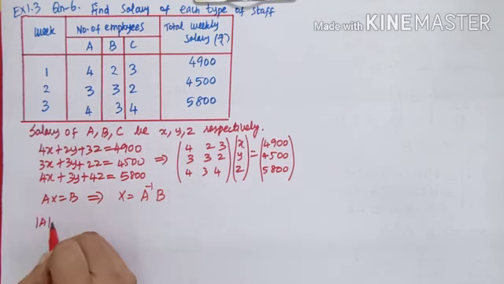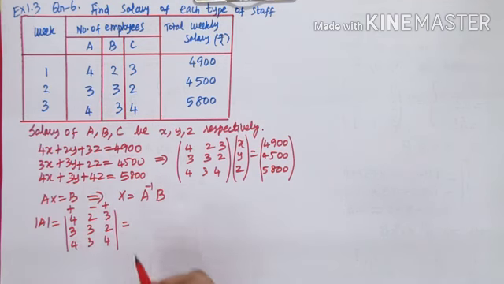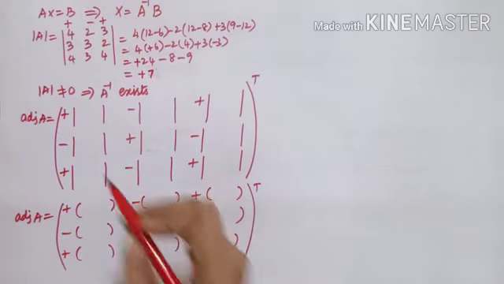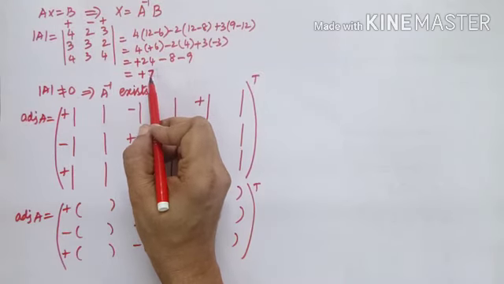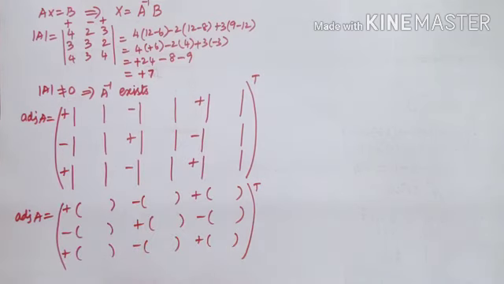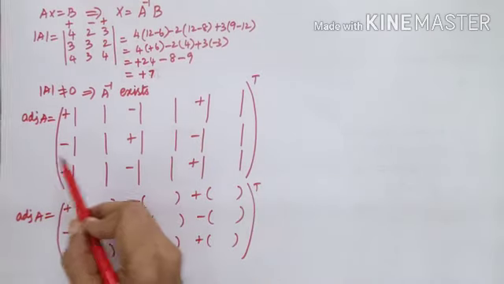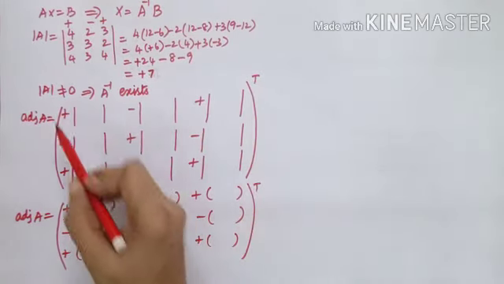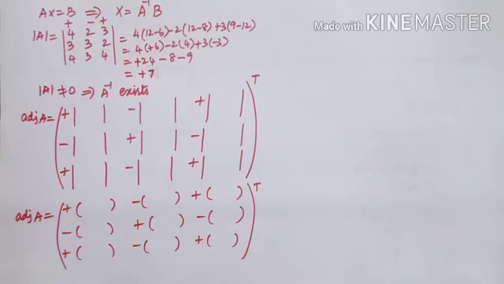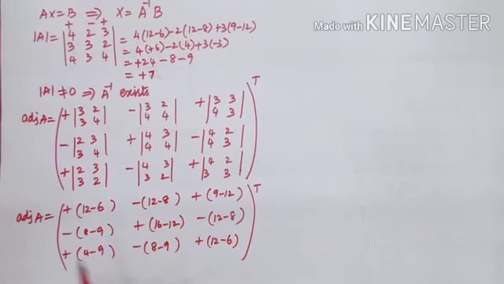To go with determinant A, 4, 2, 3, 3, 3, 2, 4, 3, 4. Expand the determinant putting symbols plus, minus, plus. Find out the answer. As you get, the determinant is 7. Write: determinant A not equal to 0 implies A inverse exists. The next step, adjoint. Put the brackets, plus, minus, plus symbols. Put the whole transpose. Fill up the minus, check whether you are right.